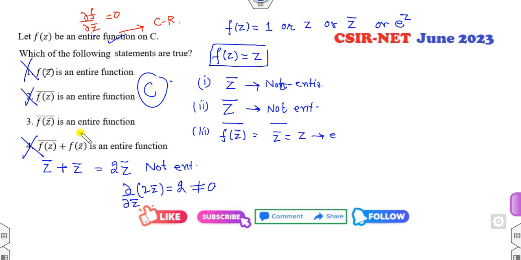If some more options are left behind, then we can think about the other ones, because this option we can't take on that because it's not an entire function. Then we can think about this function and we can proceed further.